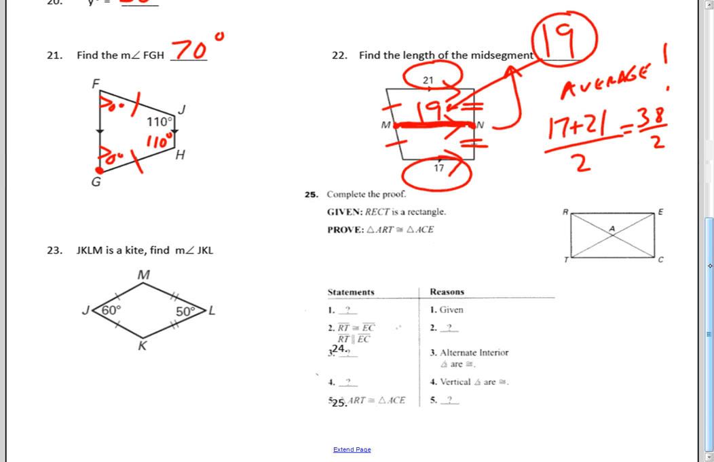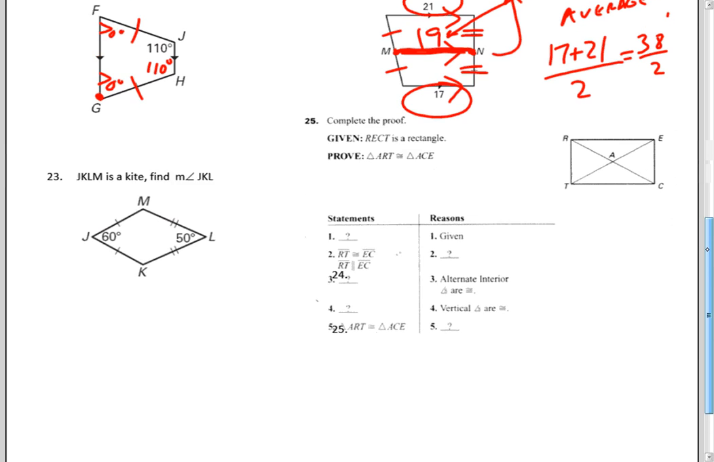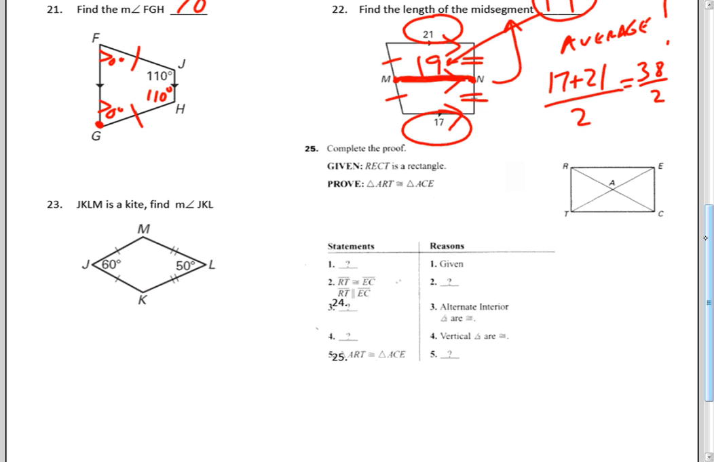You might see some kite questions on your eventual test. You've got some symmetry, but not necessarily in both directions. Since this equals this and this equals this, these two are going to be the same. How many degrees are left over if you've got 60 and 50 so far? So we got 250 left over. Split that up into 125, 125. You want to make sure that everything totals up to 360 when you're through.